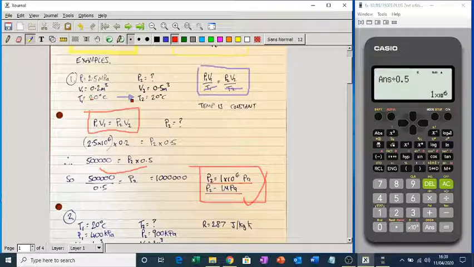So if we keep the temperature the same and we increase the volume, pressure goes down, because you're making it bigger now. So number 1, nice and easy.